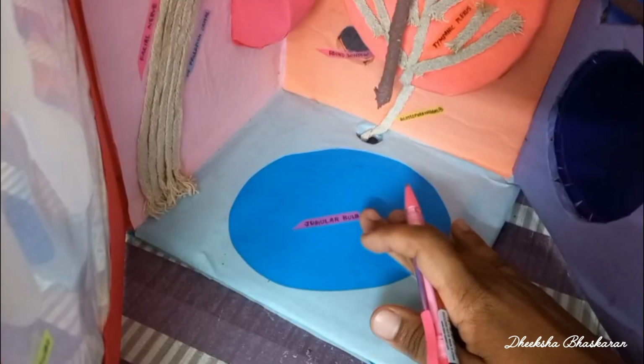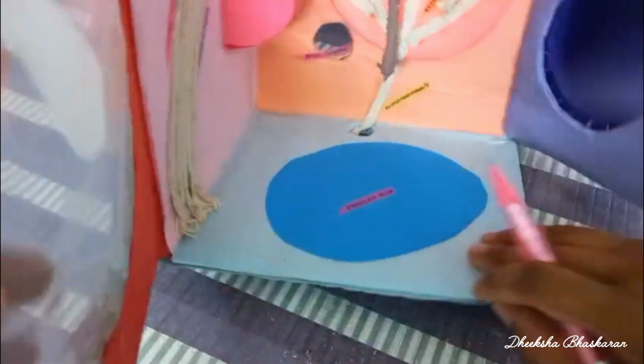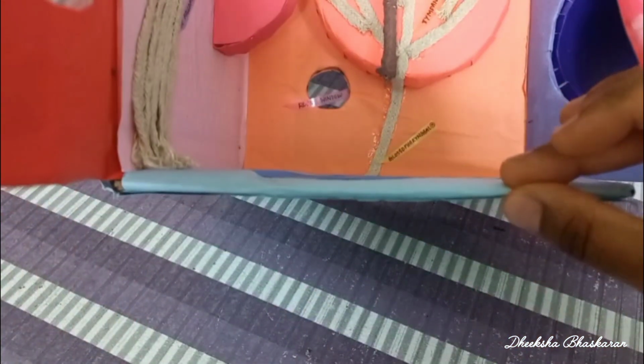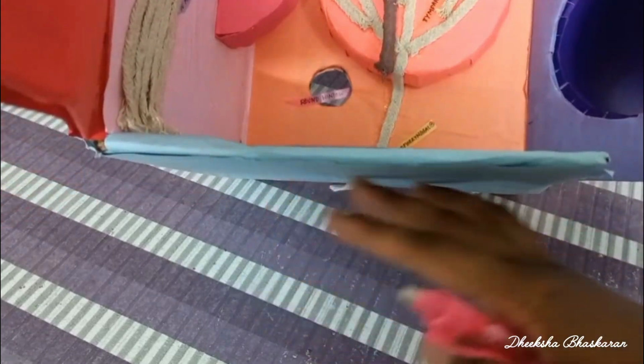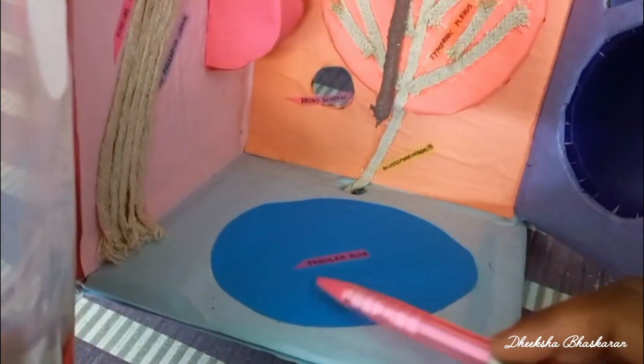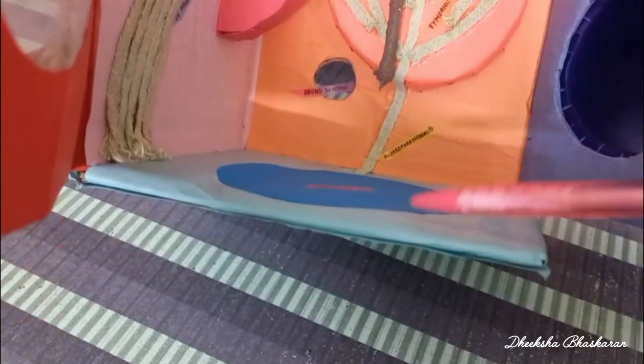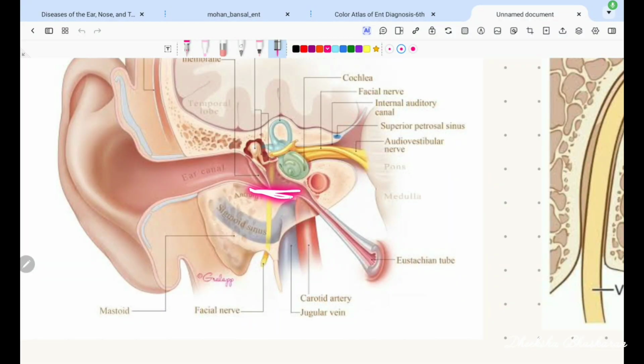Now the floor is formed by a thin plate of bone which separates the middle ear cavity from the jugular bulb. I have marked the jugular bulb here. In between the jugular bulb and the middle ear cavity, there is a thin plate of bone. This is the floor of the middle ear cavity, and we have the jugular bulb here.